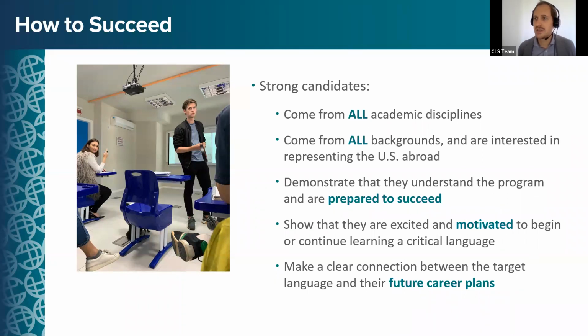In your application, it's very important to show that you can succeed on CLS. This doesn't just mean addressing your ability to study intensively. It also means describing your skills in adapting to new environments. CLS is a group program, so maybe you had to adapt to a group environment before, or you were in a community of new people and had to navigate that new environment. Perhaps there were a lot of cultural differences. That's all relevant for you to talk about in your essays.